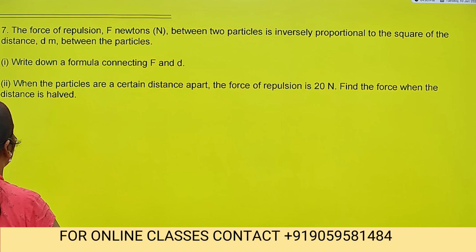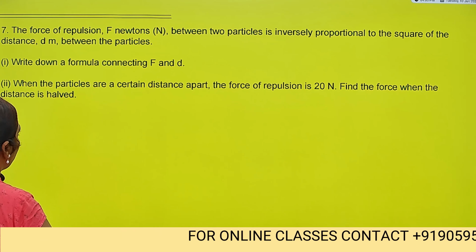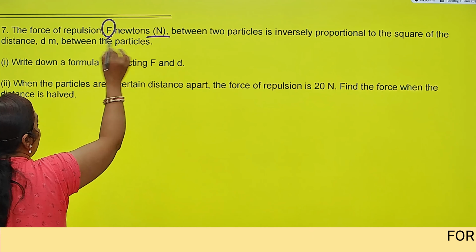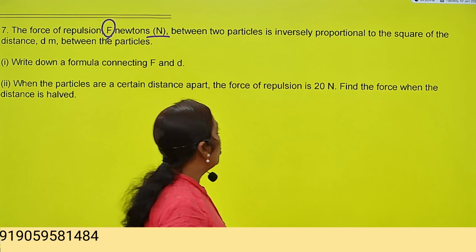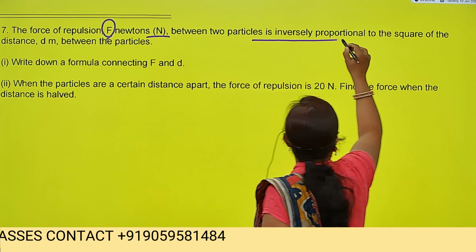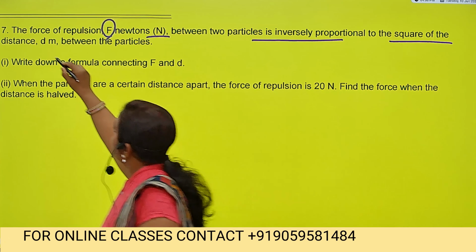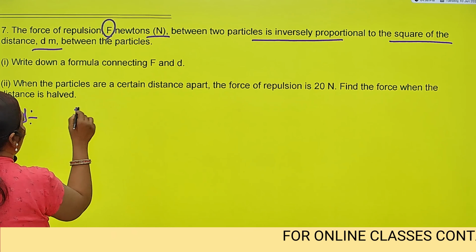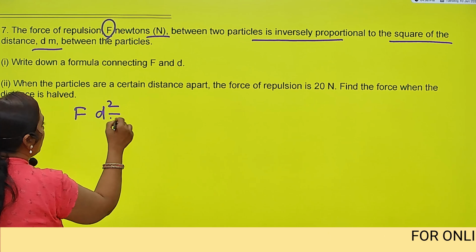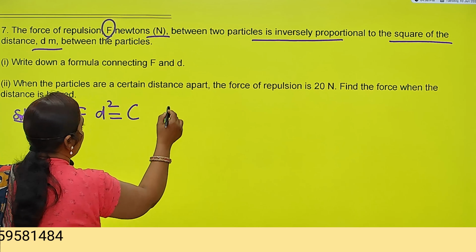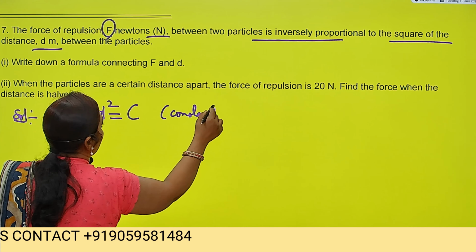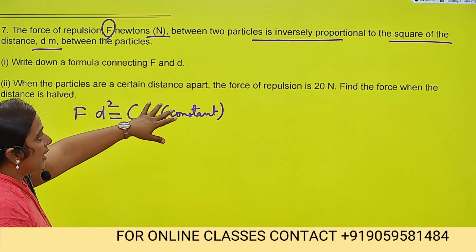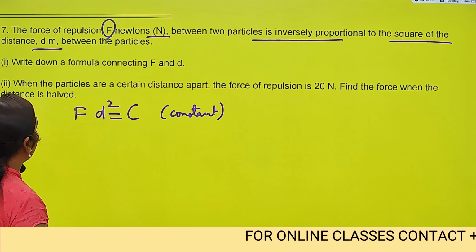The force of repulsion F newtons between two particles is inversely proportional to the square of the distance d meters between the particles. Force is denoted by the variable F, in units of newtons. What is the relation here? Force and the square of the distance are inversely proportional, which means their product is a constant, C.